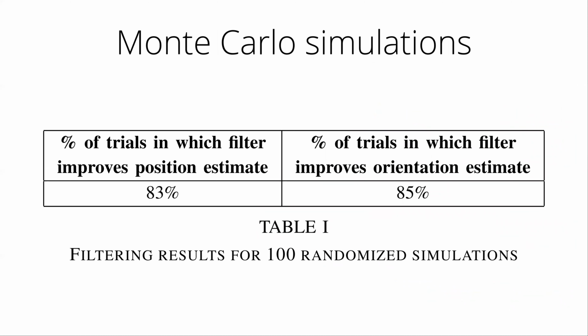That just shows one simulation. The last thing we did was rerun the same simulation 100 times, but with different initial orientations. Based on an average over each trajectory, we found that the filter improves the position estimate for 83% of the simulations and improves the orientation estimate for 85% of the simulations.